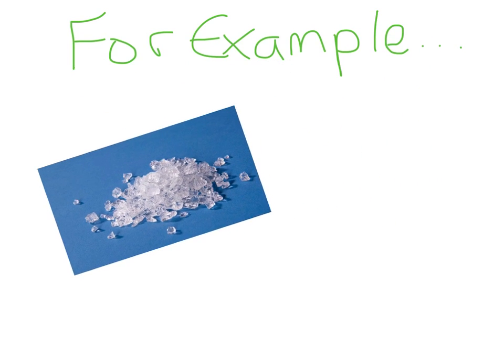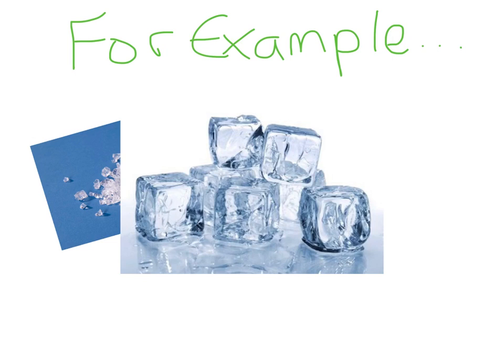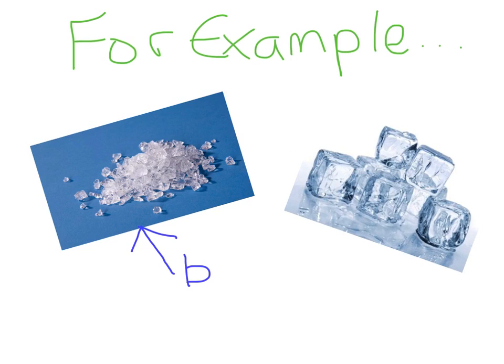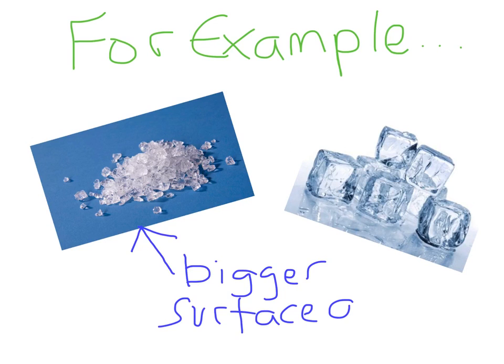Let's have a look at an example. So I want to know if ice that's crushed up melts quicker or slower than ice that's not crushed up. So I have a think about it and maybe do a bit of research, and I come up with the idea that maybe because the ice that's crushed up has a bigger surface area, it's probably more likely to melt quicker because some of the heat can get into those little areas.